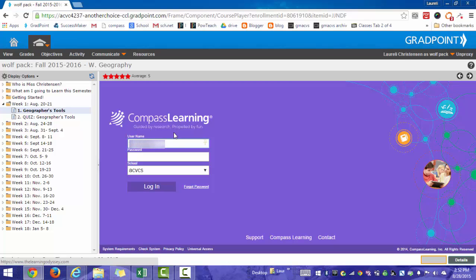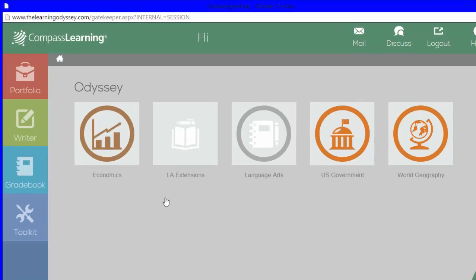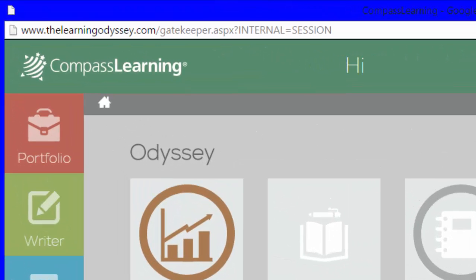We're going to sign in as a fake student. Make sure that this says ACVCS, not Odyssey. If it does say Odyssey, erase Odyssey and type in ACVCS there. Then log in and you should be able to go right into your student's work.